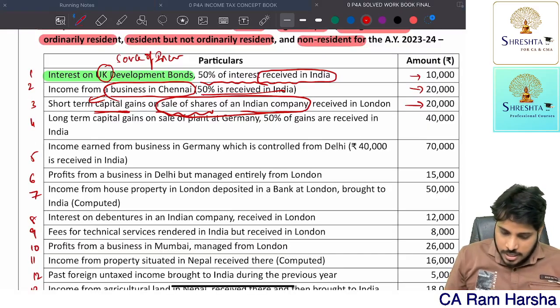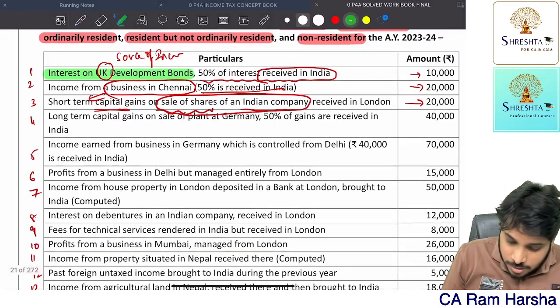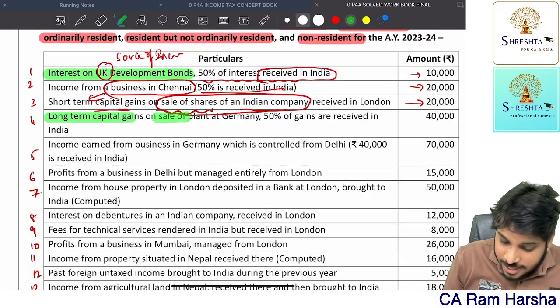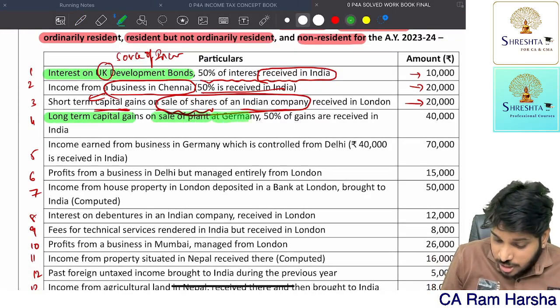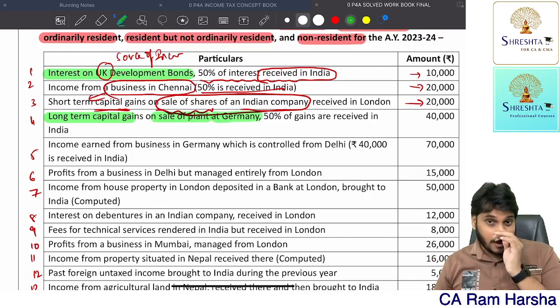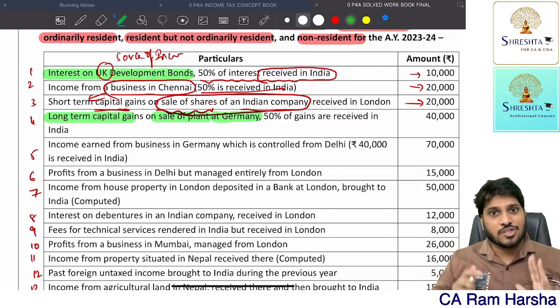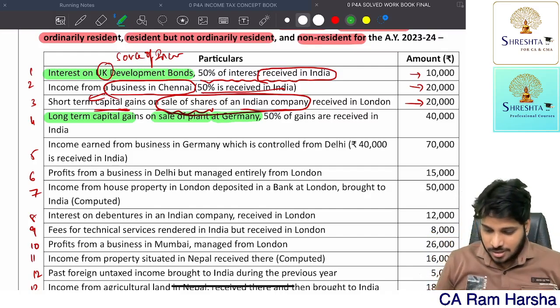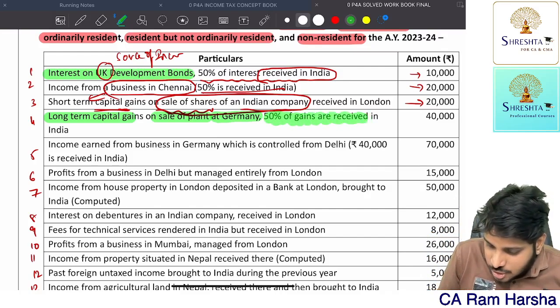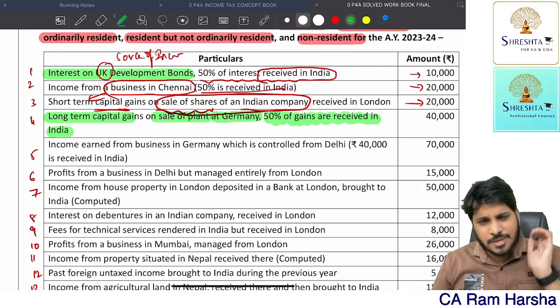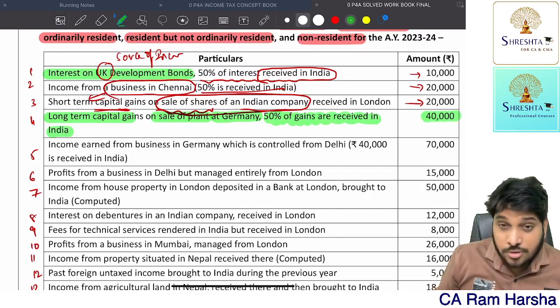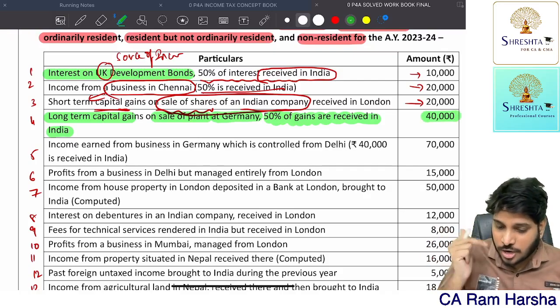Fourth one. Next. Long-term capital gain on sale of plant and machinery in Germany. Source is outside. First, what should we check? Where it is received. 50% of the gains are received in India. That means out of 40, only 50% is taxable for a non-resident.